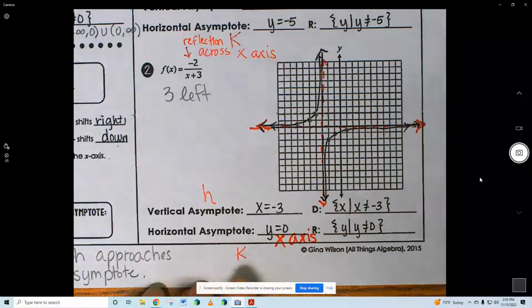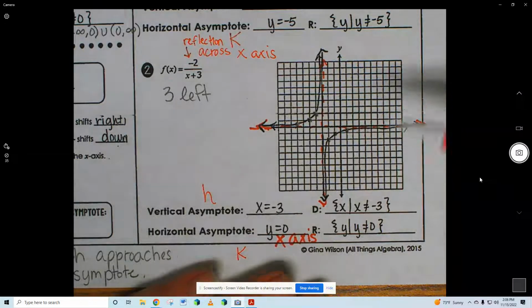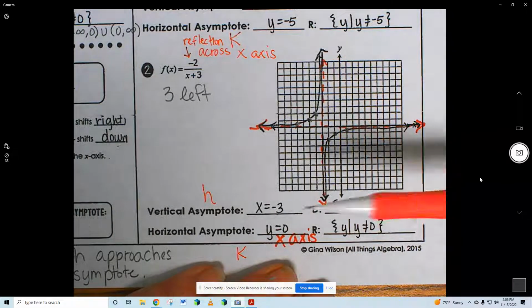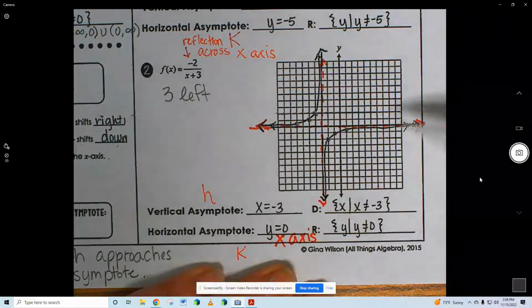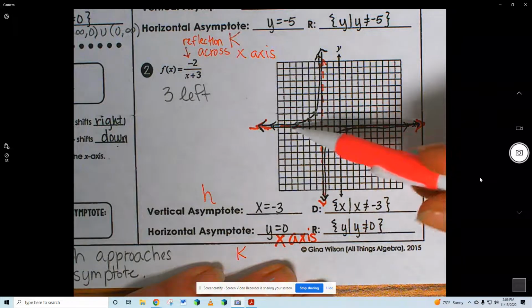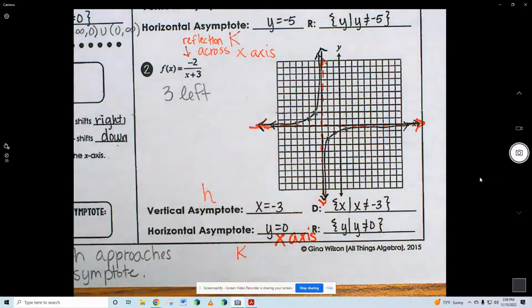So -3 is the spot where my domain is empty because I don't go past that line. It's like an empty hole, a void in my domain. Because I did not shift up or down, my range is going to be -infinity, and then here's 0. So this 0 area, no line is touching or crossing. Okay?